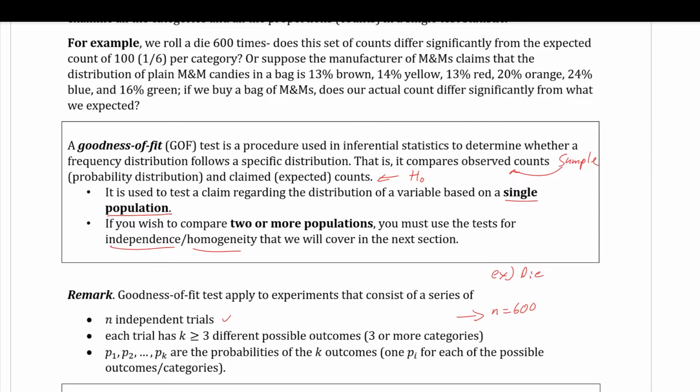Each trial has k, that is greater than or equal to 3, different possible outcomes, so 3 or more different categories. So in each trial, unlike the binomial, remember when the binomial was just 2 outcomes? In this case, how many outcomes are in a single trial? Well, we are keeping track of each side, so there are 6 sides. So k would be 6 sides in our die example. And p1, p2, up to pk, so in our case p6, are the probabilities of the k outcomes, where one pi is for each possible outcome category.